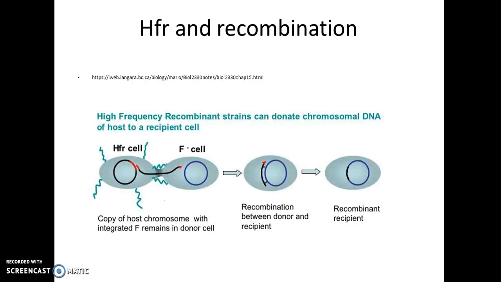Right there. We have the HFR cell. The red area here is the F plasmid. It goes through the pilus, and then it combines. Right there. Sex.